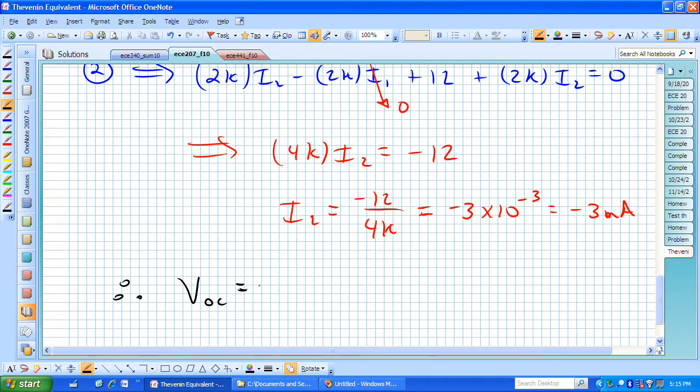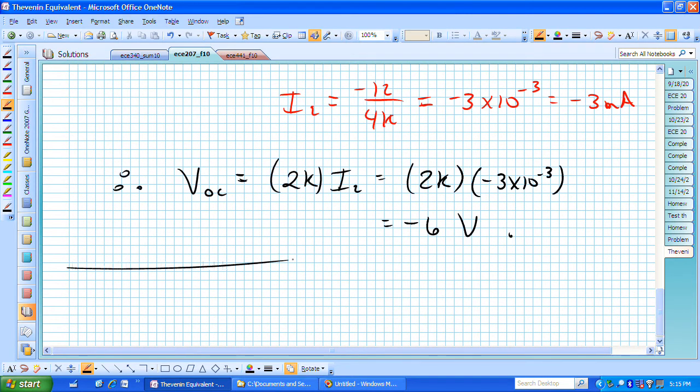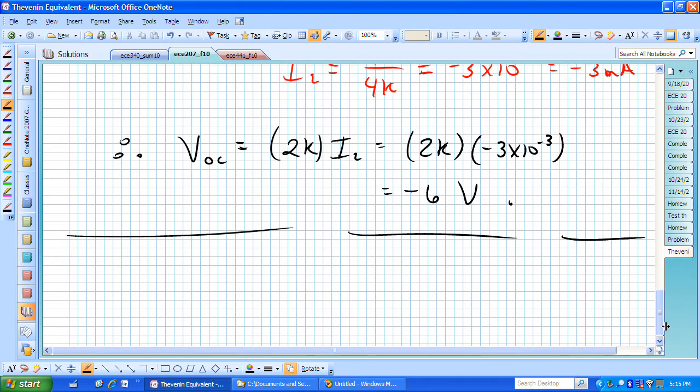And we started off knowing what that was. That was simply the 2K times I sub 2. We now know what that I sub 2 is. The K and the 10 to the minus 3 cancel, and we're left then with our open circuit voltage being minus 6 volts. That was half of our analysis that we need to perform. We now need to find our short circuit current.